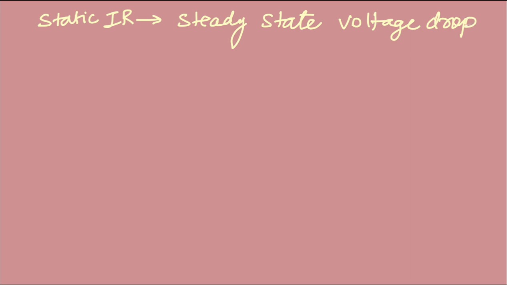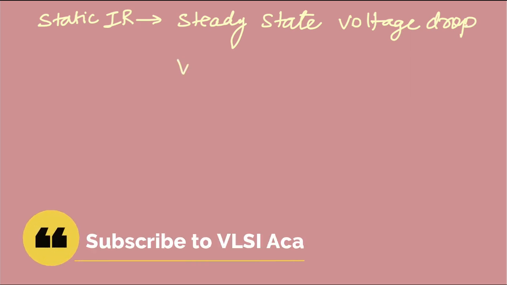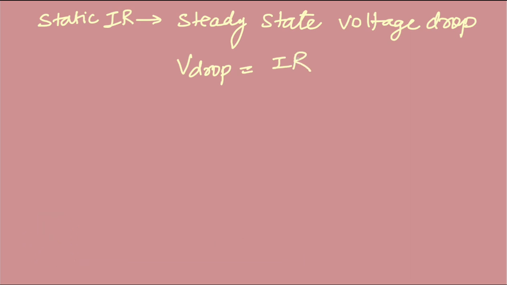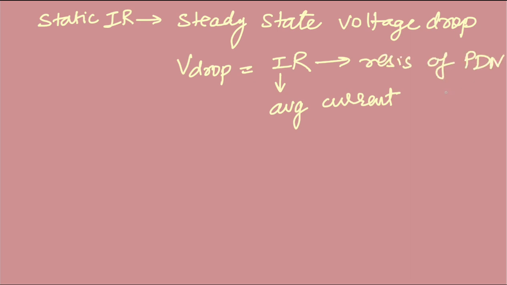Now, if you follow Ohm's law, it suggests that voltage drop is proportional to IR. Here I is the average current drawn by the circuit, and R is the resistance of the power delivery network, basically your power grid. So unlike dynamic IR, static IR drop does not depend on switching activity.